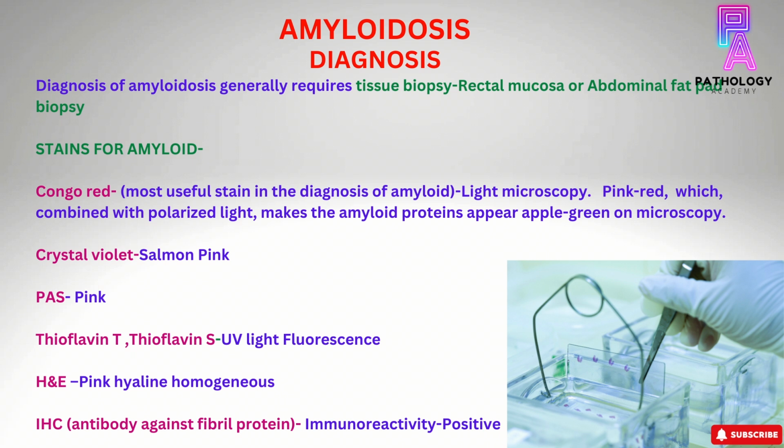In H&E stain, the amyloid is pink, hyalinized and homogeneous. In PAS or periodic acid Schiff stain, the amyloid looks pink. Crystal violet stain gives a salmon pink color to the amyloid. And Congo red stain, which is the most useful stain in the diagnosis of amyloid, gives it a pink red color, which on polarized microscopy makes the amyloid protein appear apple green.